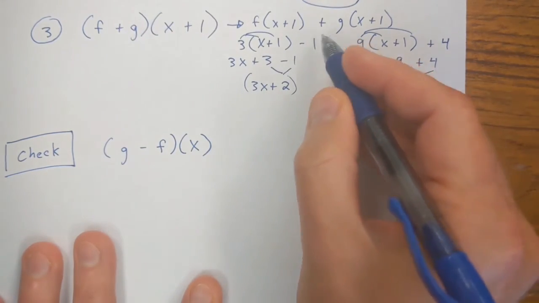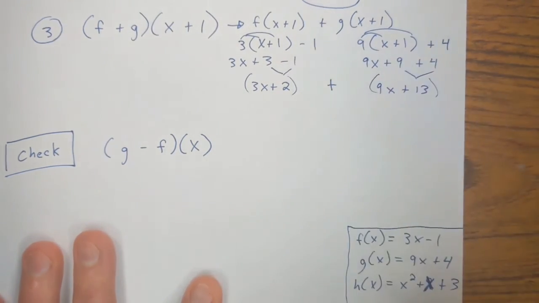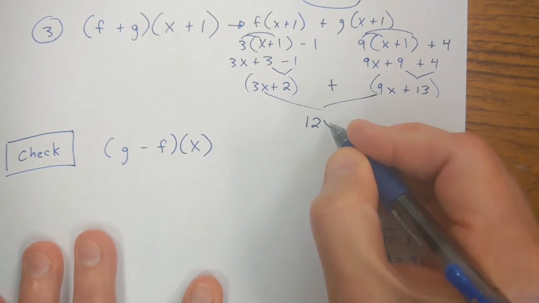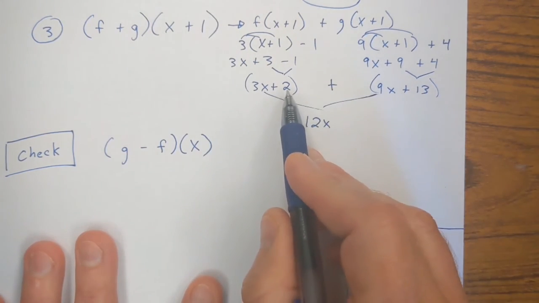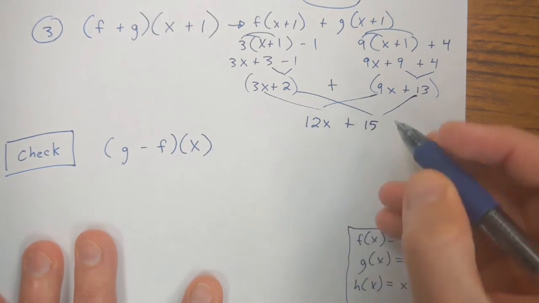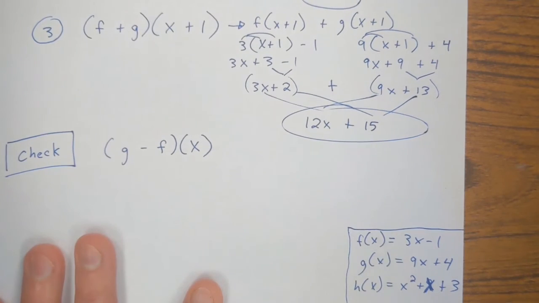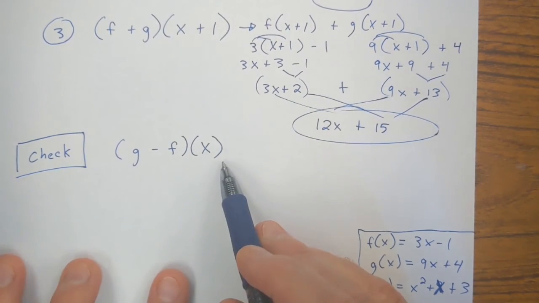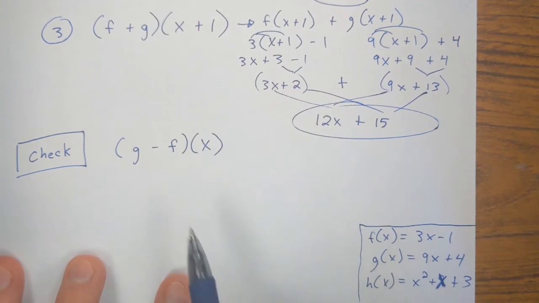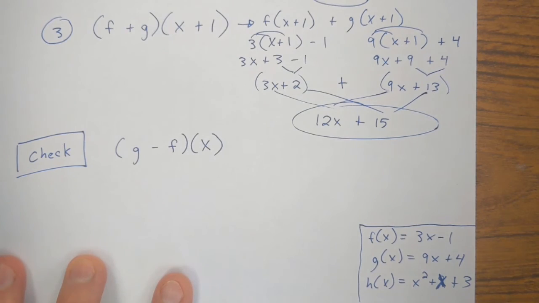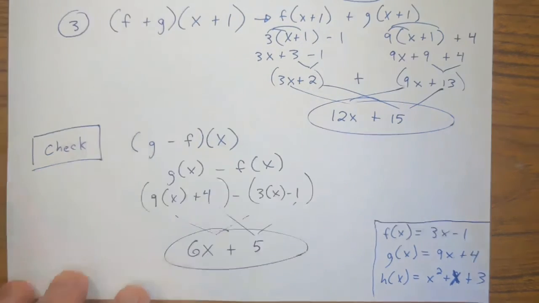Now, the instructions say the operation is to add them together. I can add a 3x plus a 9x. That becomes a 12x. I can add a 2 plus a 13. That becomes a 15. Final answer, 12x plus 15. All right, you'll notice I have a check problem here. I'd like for you to try this one on your own. Pause the video right now. Give this a shot. Do g minus f of x and unpause when you're ready for the answer.